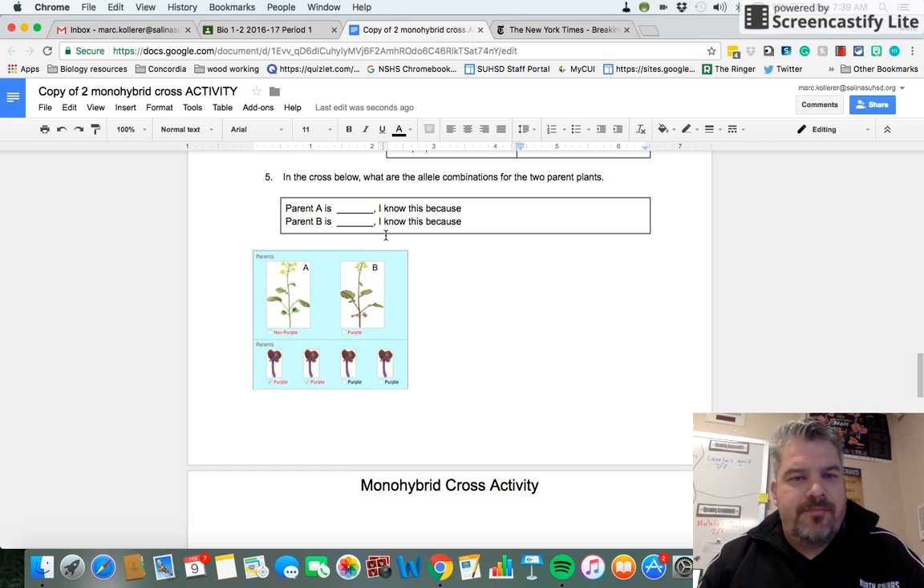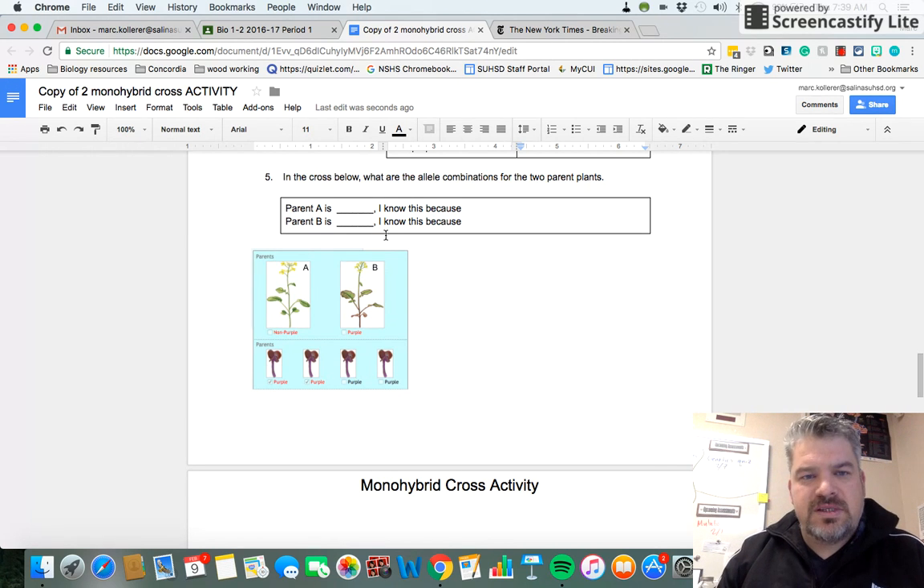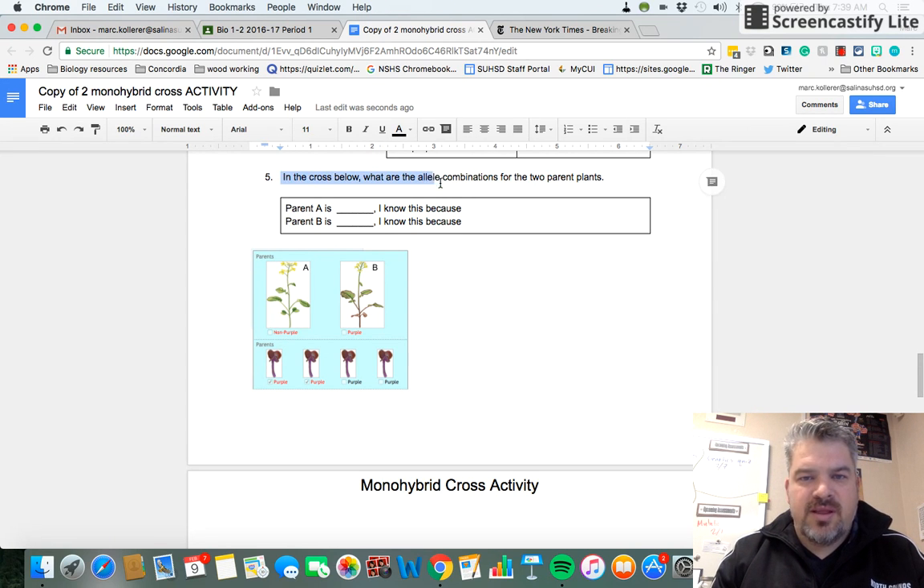Hi all. I'm going to show you how to do question number 5 and then again go over number 6. So here's the question. In the cross below, what are the allele combinations for the two parents?